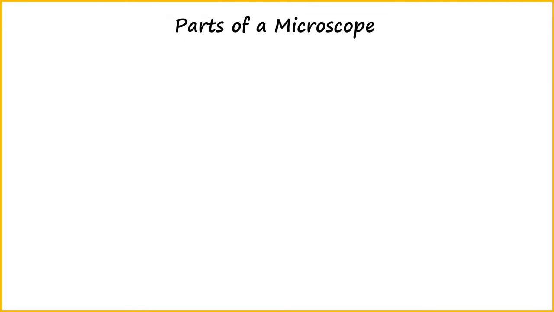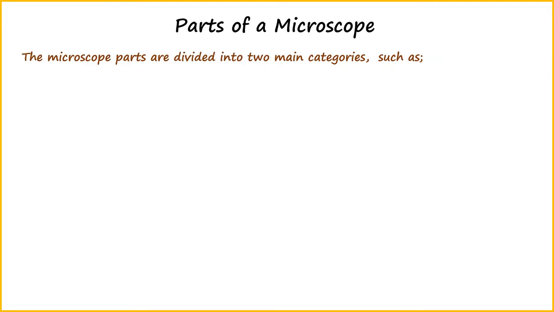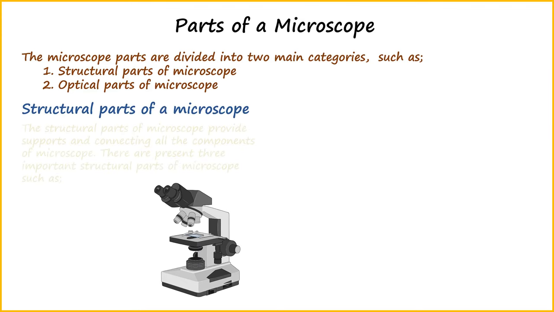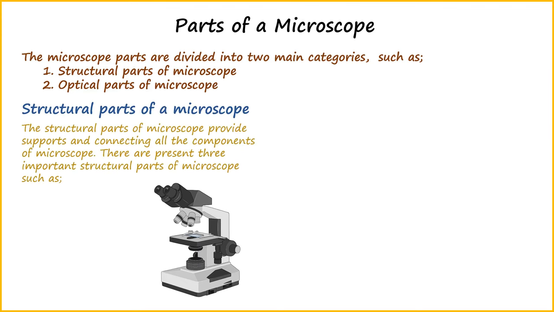Now let's talk about the parts of the microscope. The microscope parts are divided into two main categories, the structural parts and the optical parts. The structural parts of the microscope provide support and connect all the components of the microscope. Here you can see in this image, this one is the structural parts. So all these parts are supporting all the optical parts and connecting them. There are three important structural parts of the microscope, the head, arm and base. Here this portion is the head, this portion is the arm, and this portion is the base.